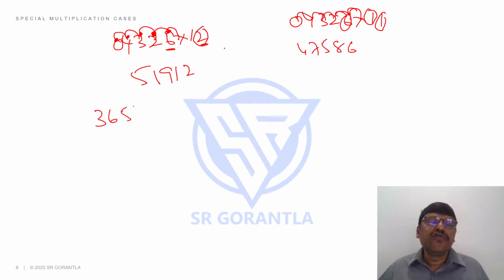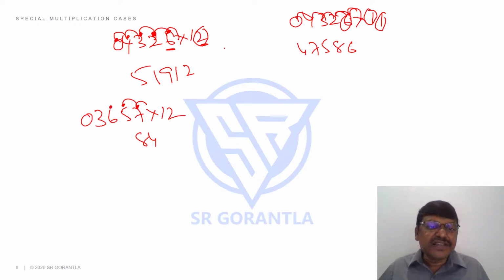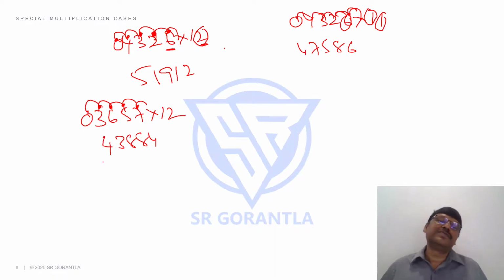3, 6, 5, 7 into 12. Come on, please. Double this, 14. 4 here, 1 carried. Double this, 10 plus 7, 17 plus 1, 18. Double this, 12 plus 5, 17. 17 plus 1, 18. 1 carried again. Double this, 6 plus 6, 12 plus 1, 13. Double this, 0, 0 plus 3, 3 plus 1 carried, 4.